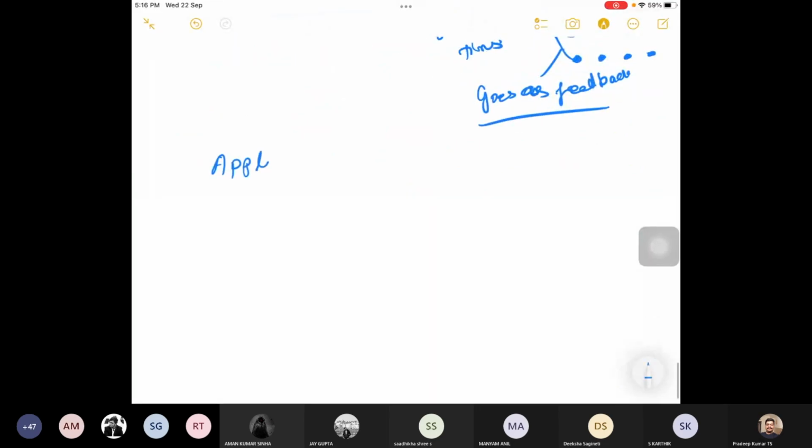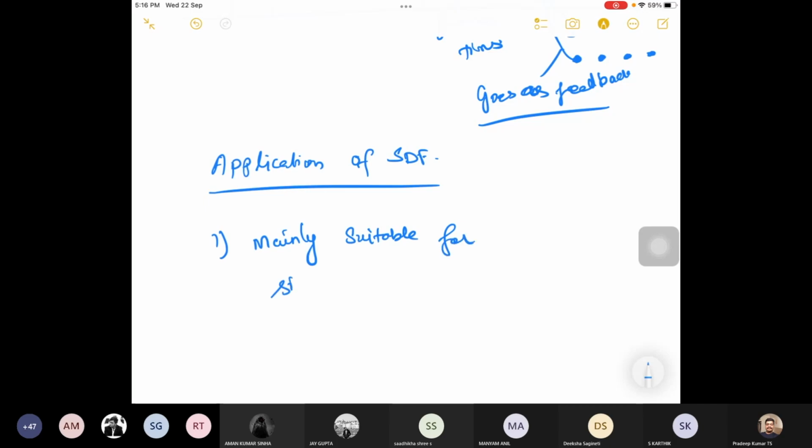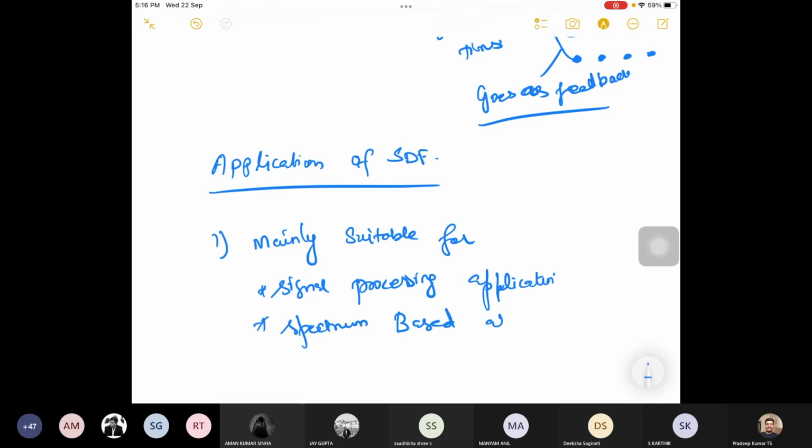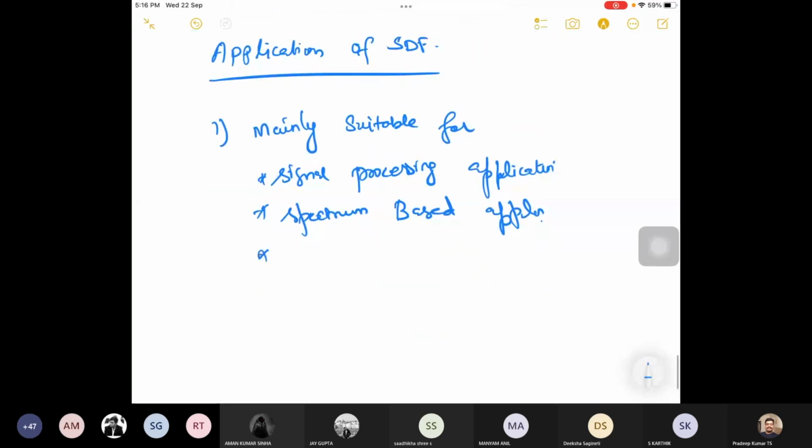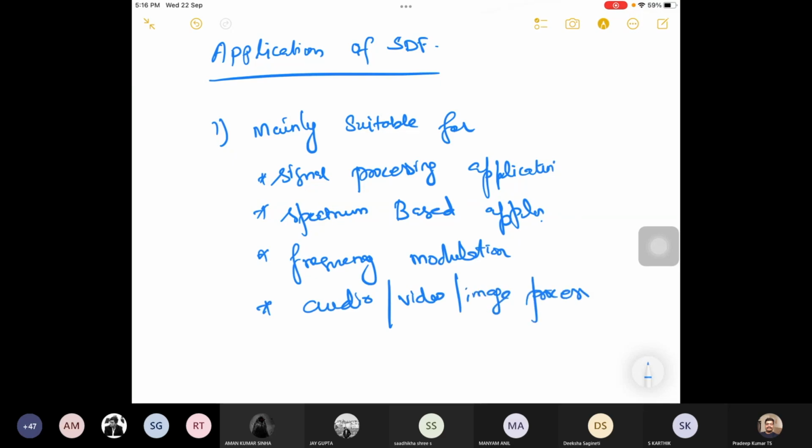Applications of SDF: mainly suitable for signal processing applications, then spectrum based applications, frequency modulation, audio processing, video and image processing. These kinds of applications are what synchronous data flow is suitable for.